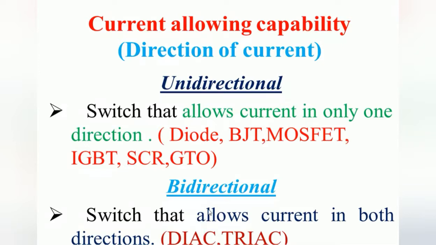The unidirectional switches are the diode, BJT, MOSFET, IGBT, SCR and GTO. Bidirectional switches are the diac and triac. These two are the only bidirectional switches. The remaining ones are all unidirectional switches.